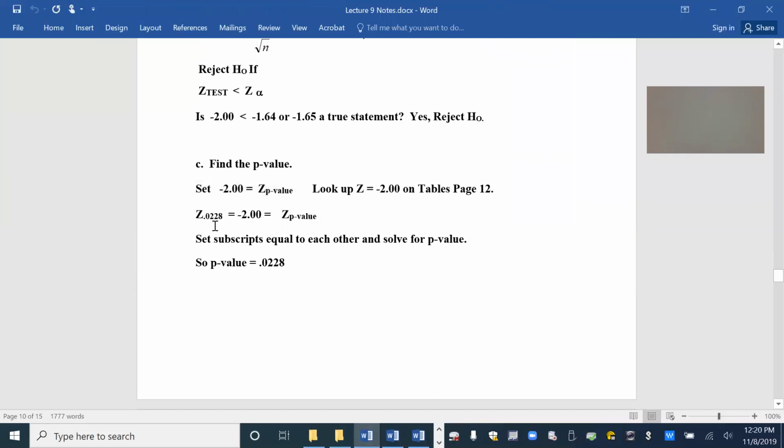So if I said, hey, look up the 0.0228 percentile, you say, oh, you need to step -2. So we got a little equation here. This subscript equals this. Our p-value is 0.0228. There is a 0.0228 chance that the defendant's telling the truth. And there is a 0.9772 chance the defendant is lying.